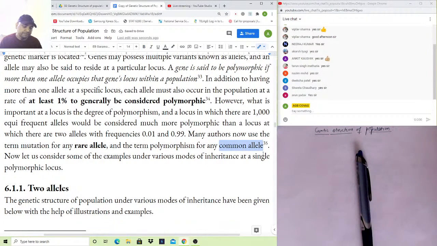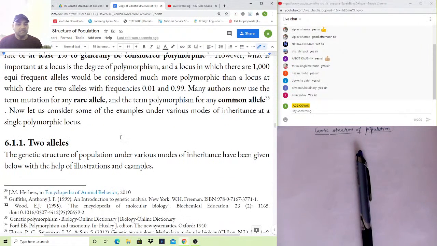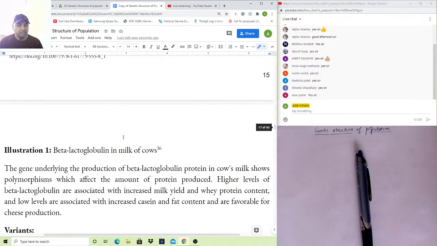Now, let us consider some examples under various modes of inheritance at a single polymorphic locus. We will try to understand how the genetic structure of the population will vary under different modes of inheritance. We will start with two alleles, that is, a gene having two forms of alleles. The genetic structure of a population under various modes of inheritance is given below with the help of illustrations and examples.